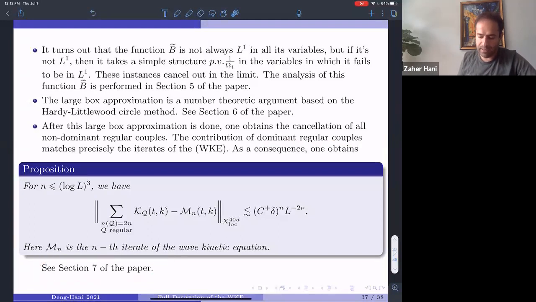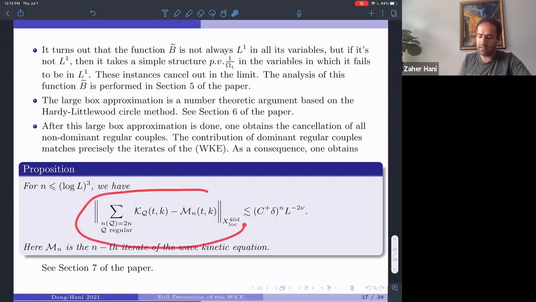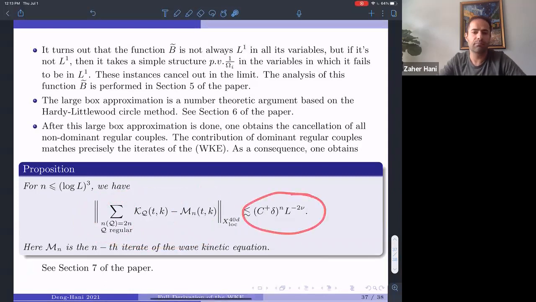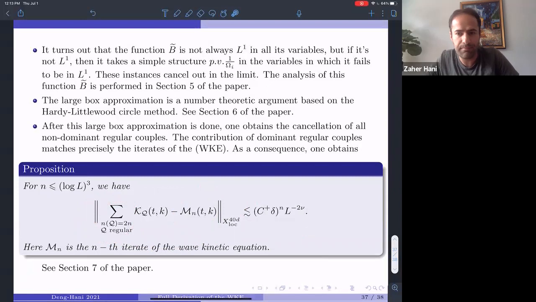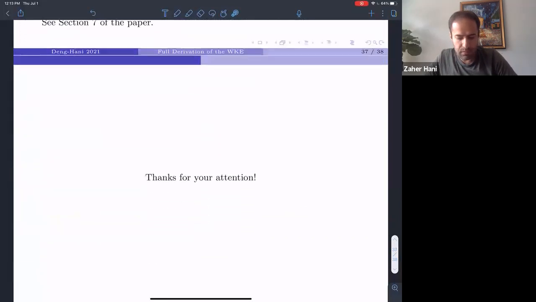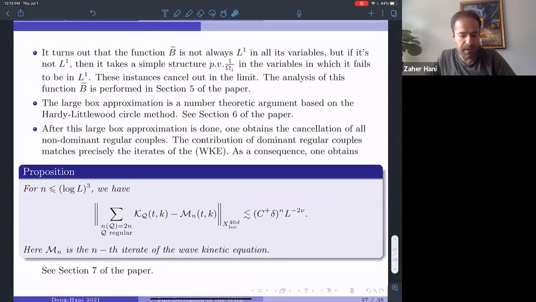And in effect, what we get is the following proposition: if you look at the contribution of all regular couples of scale 2n, this is k sub q of t, you sum over all regular couples of scale 2n. Remember, this is still an exponentially large sum. Then this can be compared with the nth iterate of the wave kinetic equation, and the difference is, in some norm, negligible in the limit as L goes to infinity. All right, so that's all from me today. The remainder of the story, or part of the remainder of the story, will be covered by you next week.